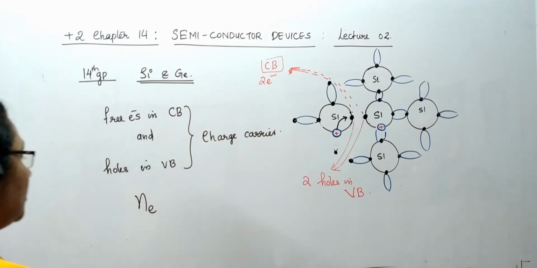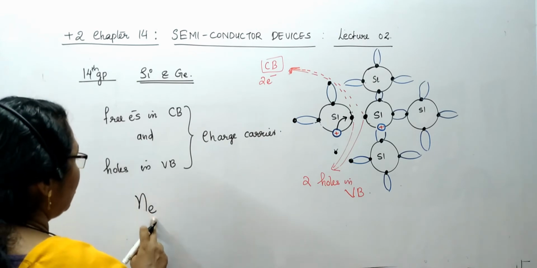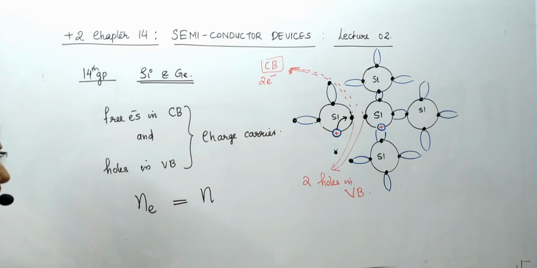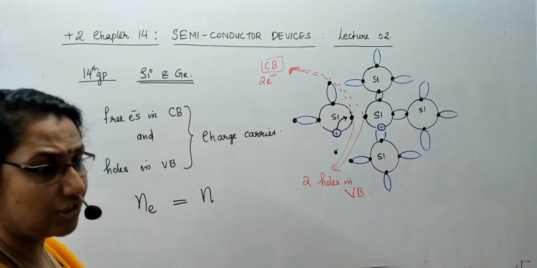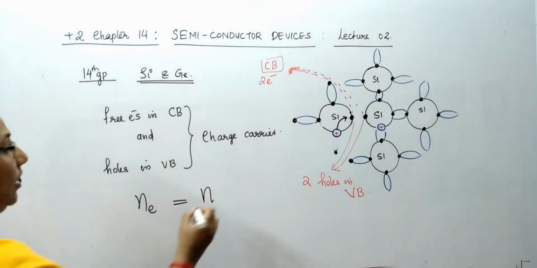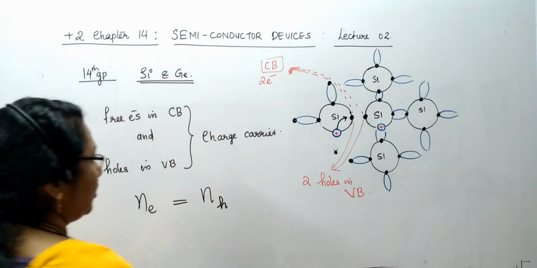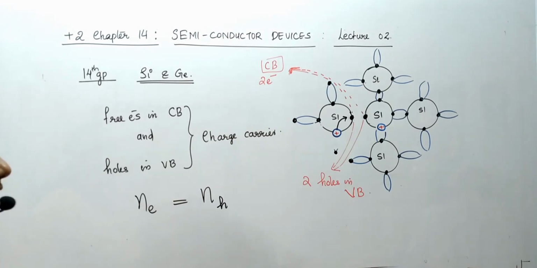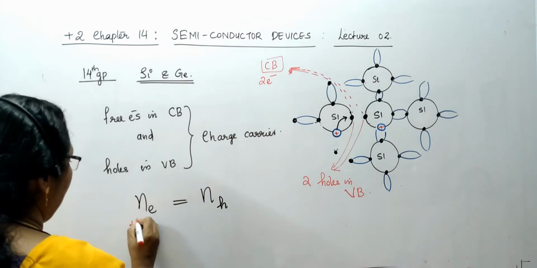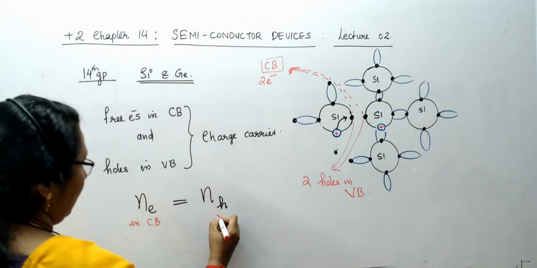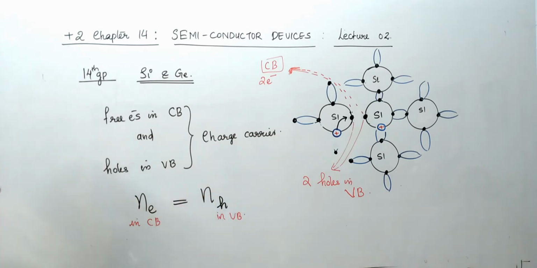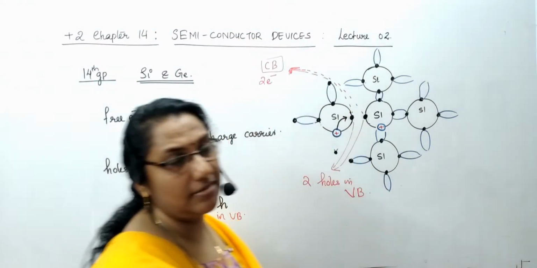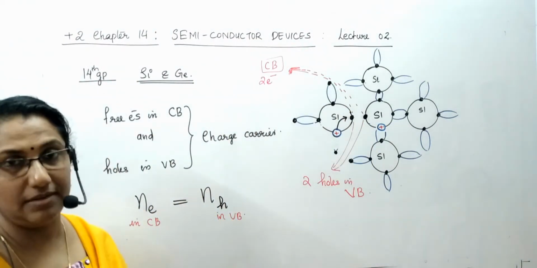Okay. So the number density of electrons in the conduction band and the number density of holes in the valence band, what is number density? The number of electrons or charges present per unit volume. The number density of holes in the valence band and the number density of electrons in the conduction band will be the same. Conduction band, electrons. Valence band, holes. So the number density of electrons in the conduction band and the number density of holes in the valence band become equal.